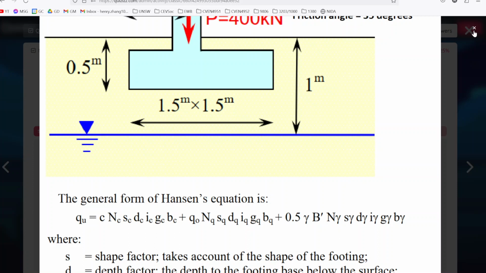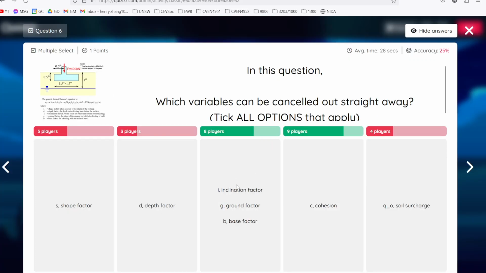Base factors is if your column itself is on an incline, like that. That angle there. So since it's none of these cases, it's just the default case, we can just cancel out the I, G, and base and B factors, right? That's where that option comes from.